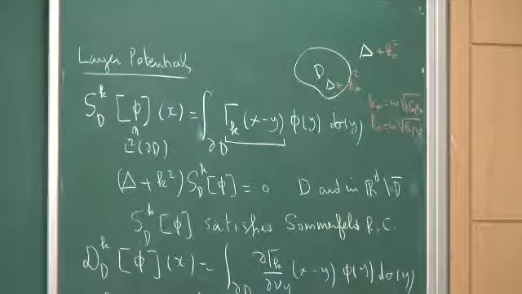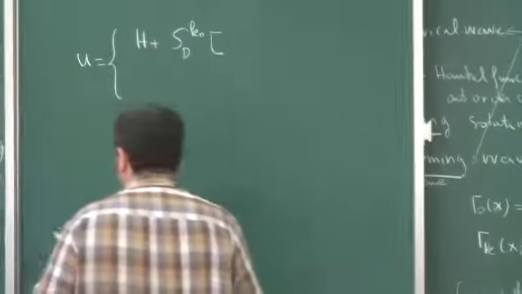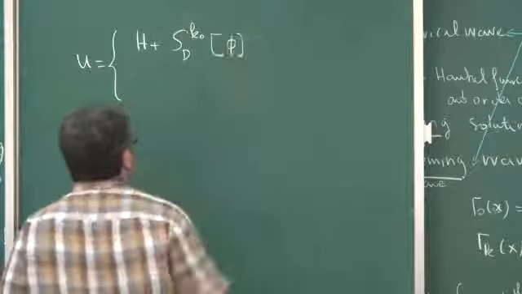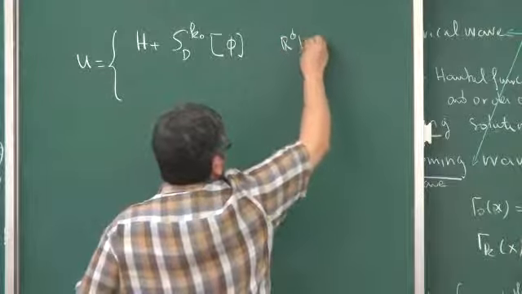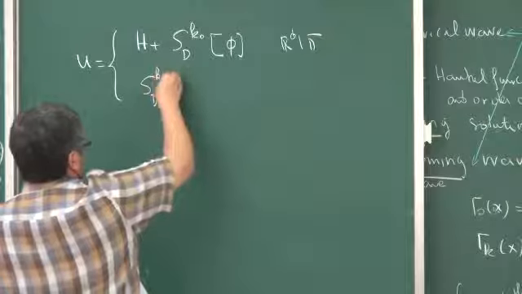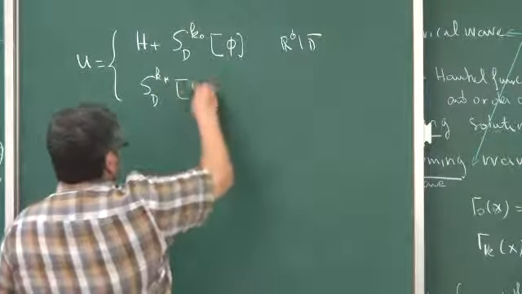We write u as what? Outside, it's h plus a single layer potential with k0 of some function, we call it phi, some density. This is outside the inclusion. Inside, it's a single layer potential with k star of some density, I call it psi.